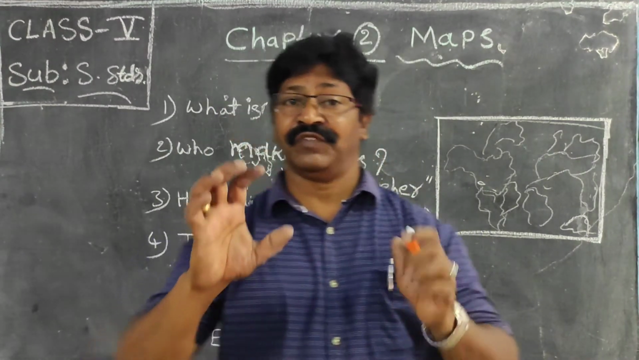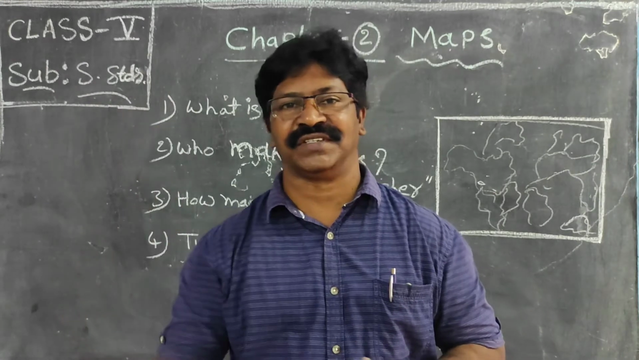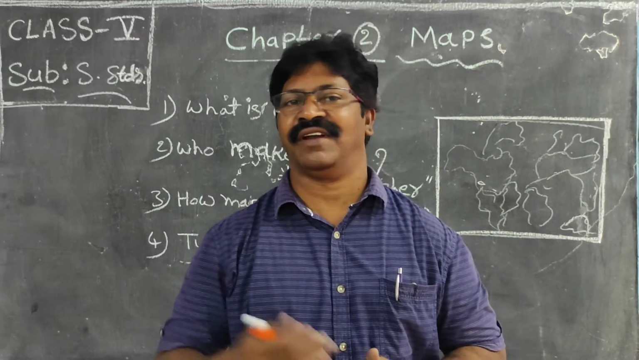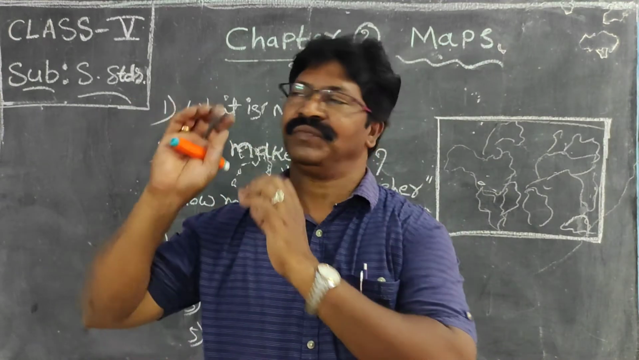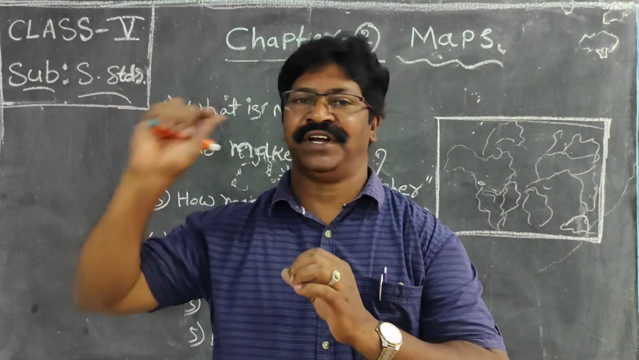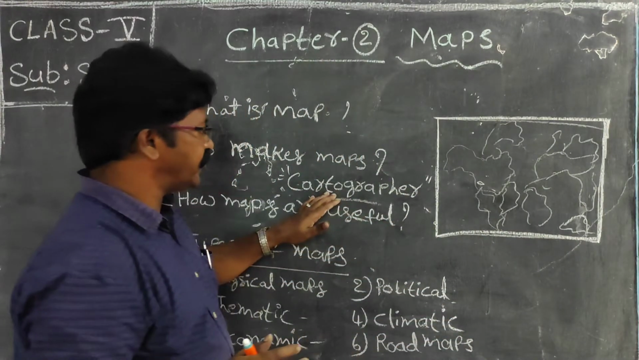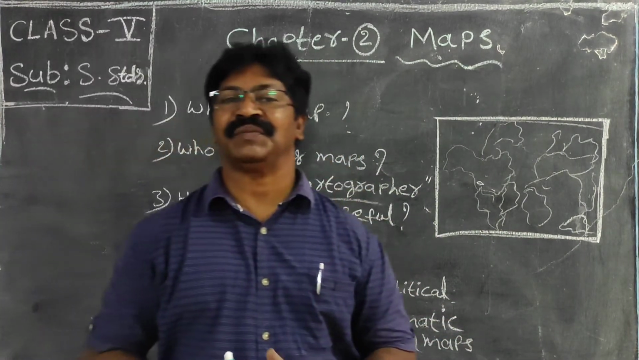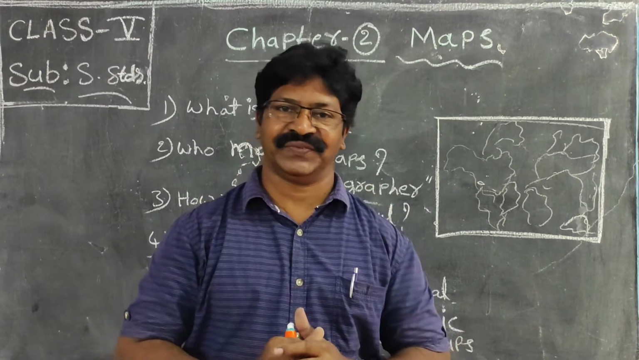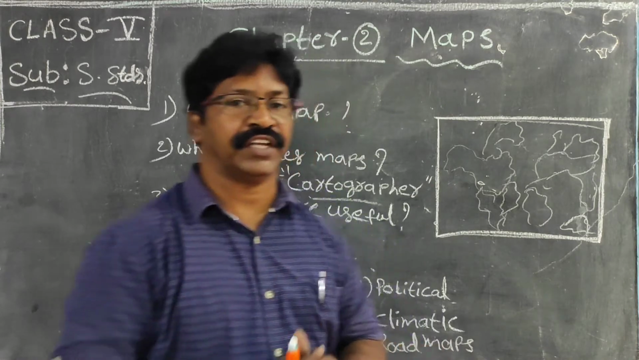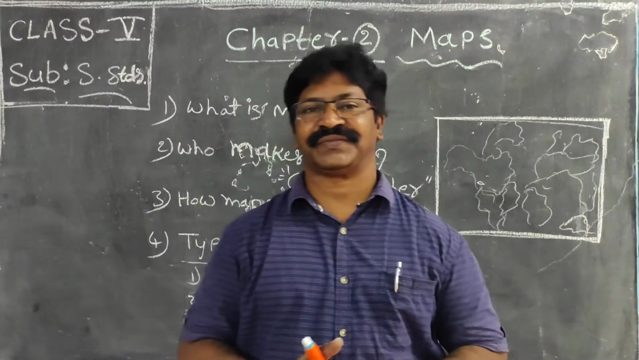For example, if a person paints on the wall and draws pictures, he is called a painter, a drawing master. He is particular about drawing pictures and painting walls and everything. A cartographer's specialty is that he makes maps. So the person who makes the map is called a cartographer.